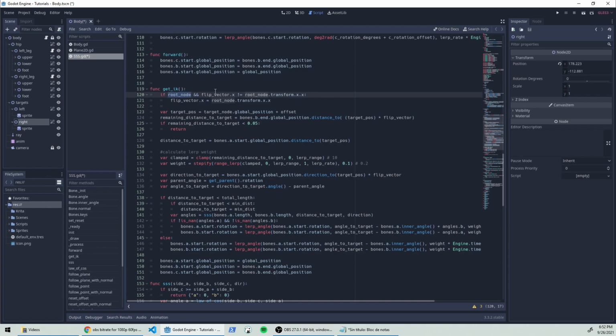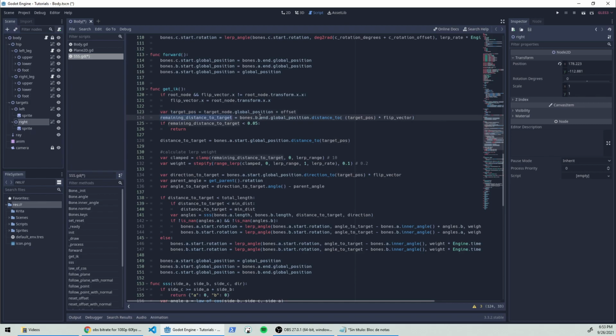So for the root node, if we have a root node, and the flip vector is not what we already have, just so we're not reassigning the variable every single frame, we assign the transform x.x to the flip vector x. Okay, and we'll see what that's used for later. The target position, we basically just take the actual target global position, and then we just add our offset, and this is the one we're going to use for all of our calculations.